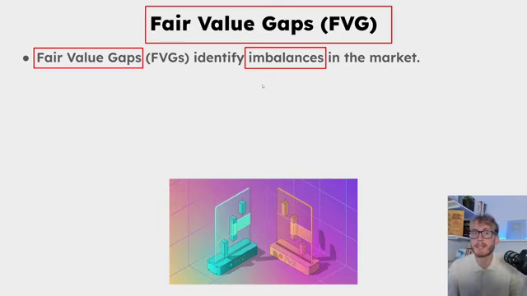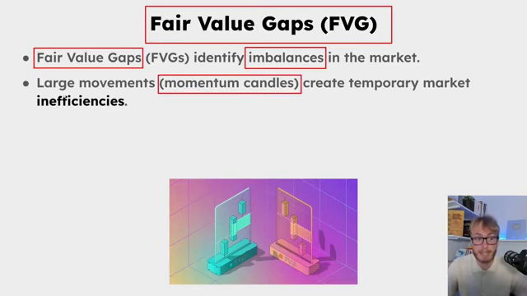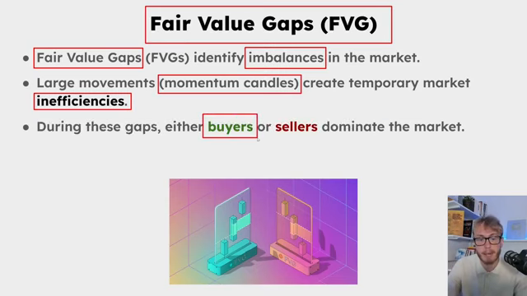But how we identify the fair value gap is very different from supply and demand. So make sure to really pay attention. And fair value gaps work because large movements, or in other words, momentum candles, create temporary market inefficiencies. And during these gaps, either buyers or sellers dominate the market.